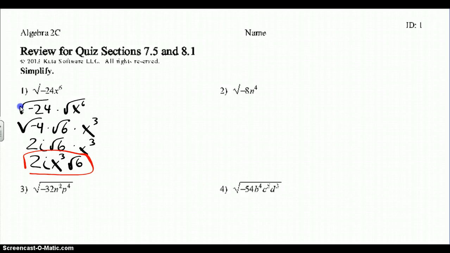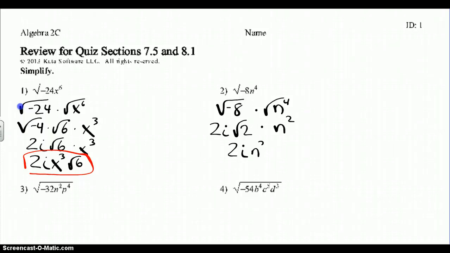Okay, number 2, very similar problem. Break it off. Make it a little easier for yourself. Square root of negative 8 times the square root of n to the 4th. I can simplify the square root of negative 8 to 2i root 2, because I can rewrite it as square root of negative 4 times square root of 2. 2 goes into 4 twice, so that gives me n squared. And my final answer, 2i n squared times the square root of 2.